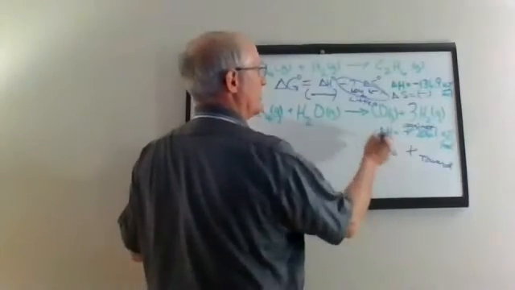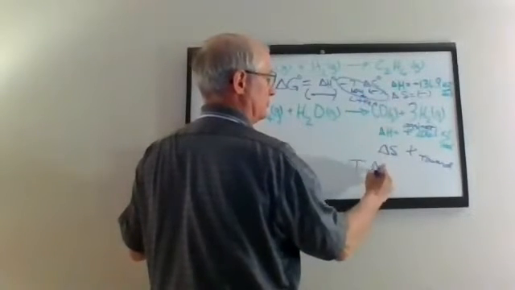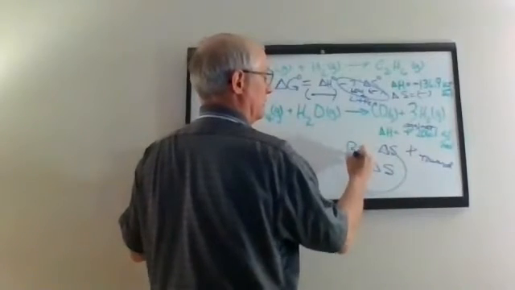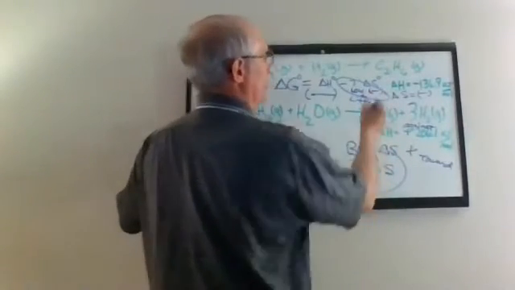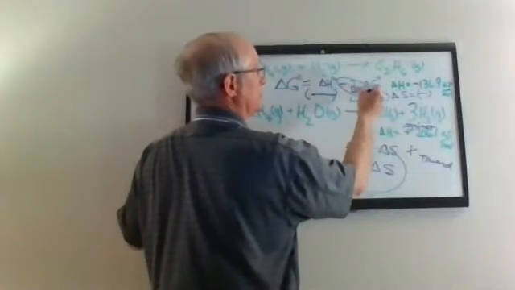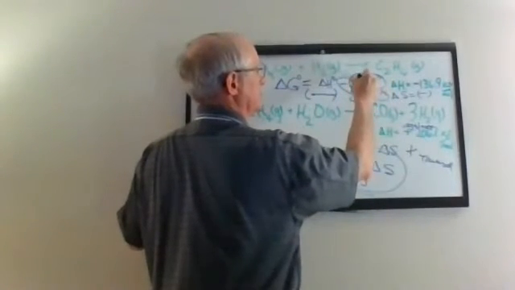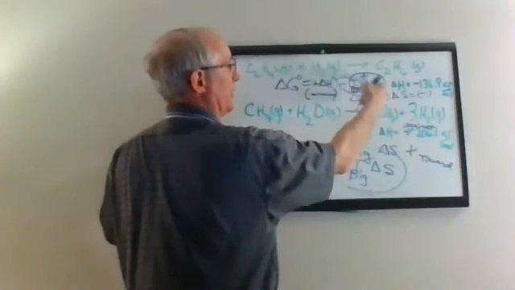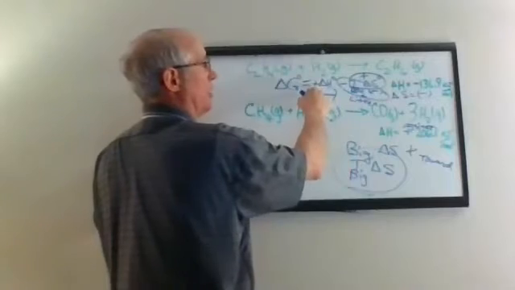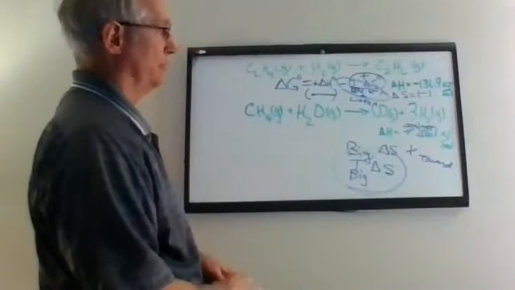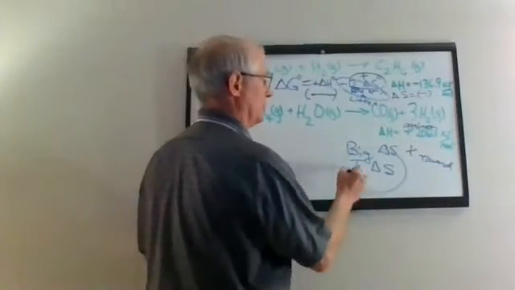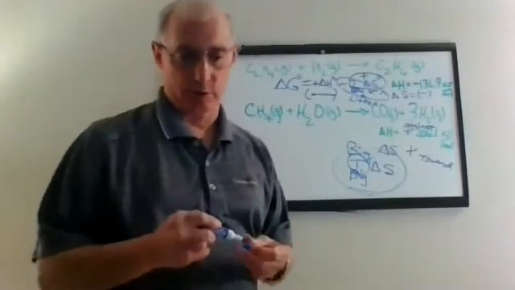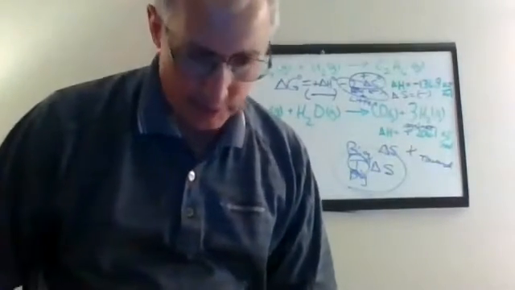Because if you have high temperature, that T delta S term will be big. And if you have a big positive term here, and this over here is a positive, the negative times a positive is a negative, big negative, it's going to predominate over the positive enthalpy. So at big temperatures, this will be spontaneous. And at small temperatures, it won't. That's what they're trying to discuss on page 519.